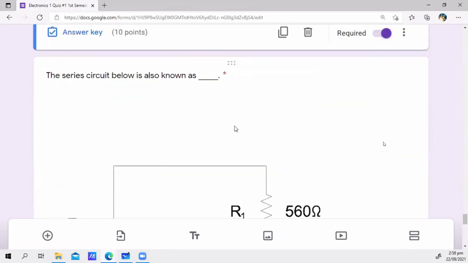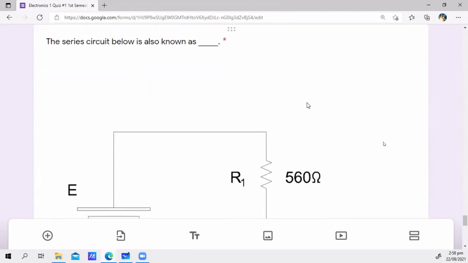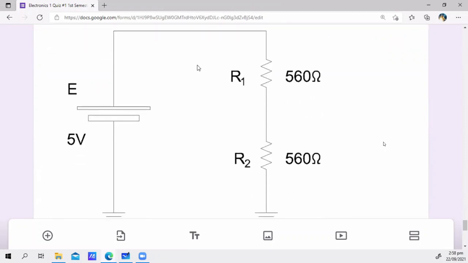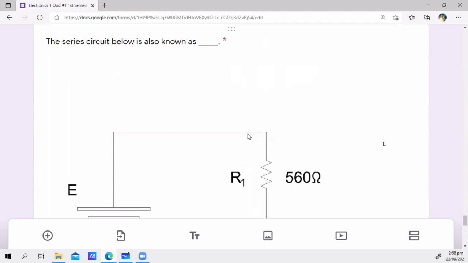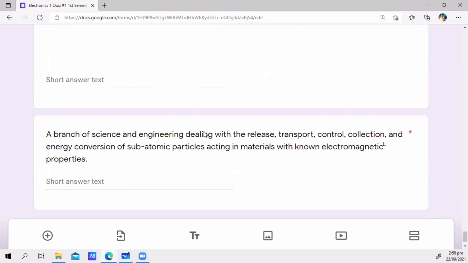Next, the series circuit below is also known as what? So series circuit, ano bang property ng series circuit? Na di-divide ang voltahe. So ang tawag dito is voltage divider. Always remember, series circuit, hati ang voltahe pero isa ang kuryente. Kung anong dumadaloy kay R sub 1, it's the same current that flows to R sub 2. Pero hiwalay sila ng voltahe, naka-divide ang voltahe. So tig 2.5 sila. Okay, so this is also known as voltage divider circuit or voltage divider.